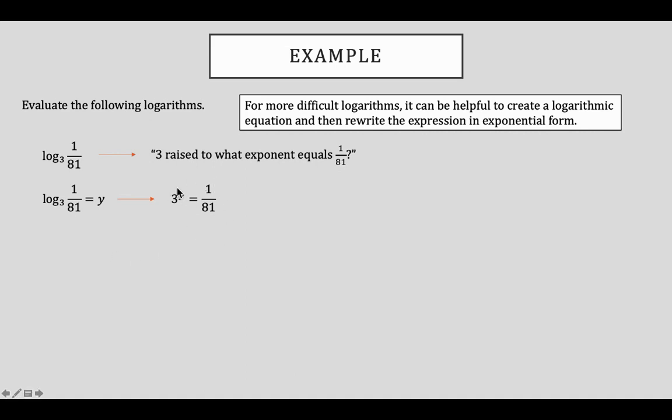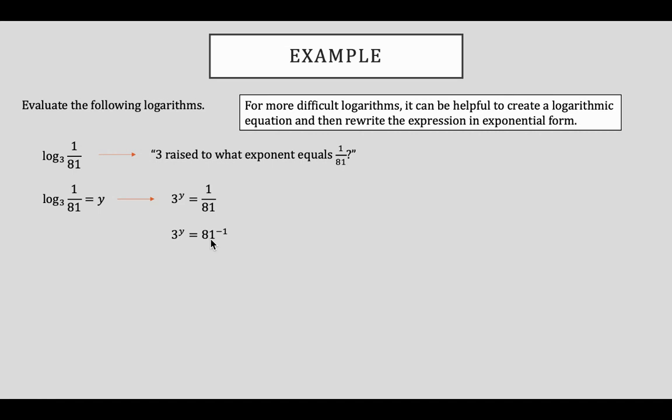Now we can try to rewrite each side of the equation with the exact same base. Well, as we said before, fractions can be a little bit difficult to work with. So let's start off by writing this as a negative exponent. We would have 3 raised to the y is equal to 81 to the negative 1. Again, remember, negative exponents give us reciprocals. Now, can we rewrite 81 with a base of 3? We've got this base of 3 on the left-hand side. Maybe we can write 81 with a base of 3.